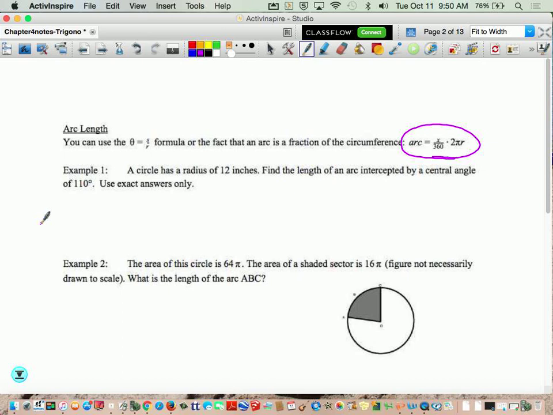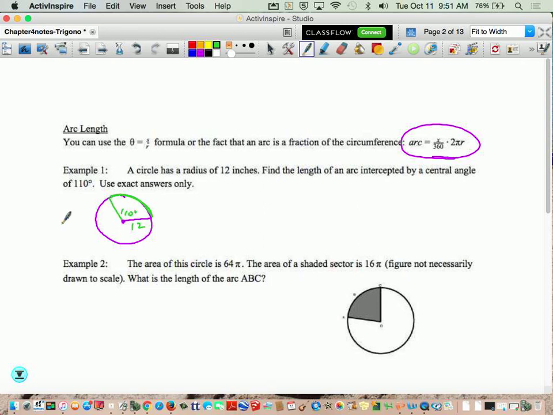A circle has radius of 12 inches. Find the length of an arc intercepted by a central angle of 110 degrees. Use exact answers only. So again, if you're drawing your picture, it has a radius of 12 inches. Find the length of an arc, so they're talking about something out here when this thing is 110 degrees.